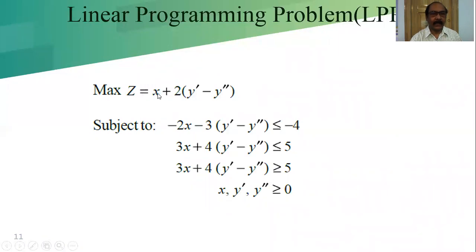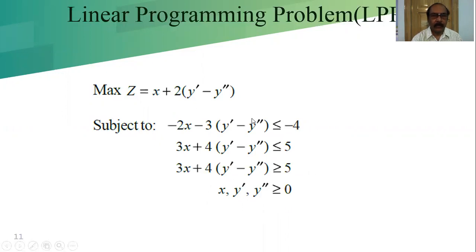So max z equal to x plus 2 into y dash minus y double dash subject to the constraints minus 2x minus 3 into y dash minus y double dash less than equal to 4. 3x plus 4 into y dash minus y double dash less than equal to 5. 3x plus 4 into y dash minus y double dash greater than equal to 5. And here the three variables x, y dash and y double dash are all greater than equal to 0.